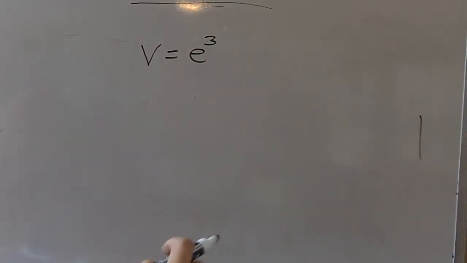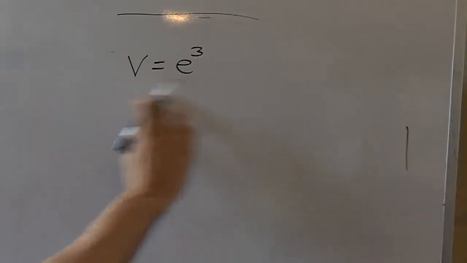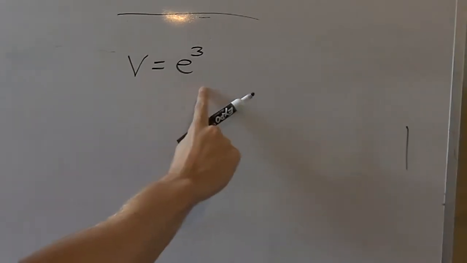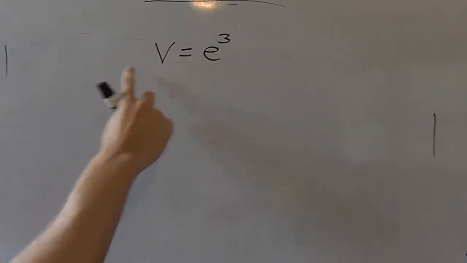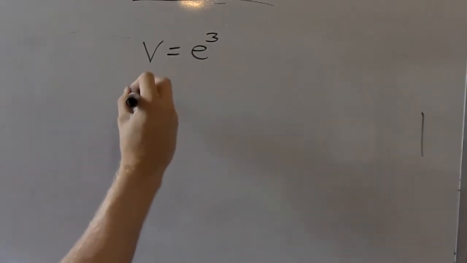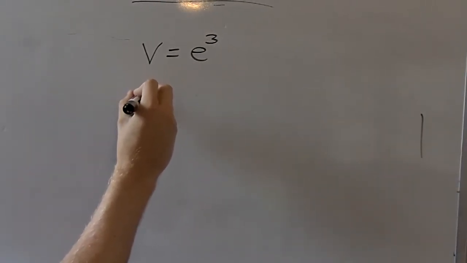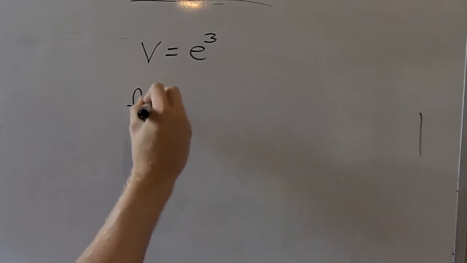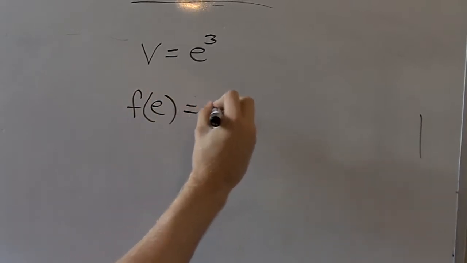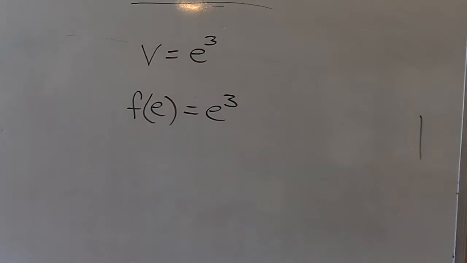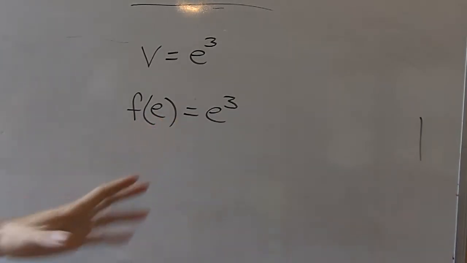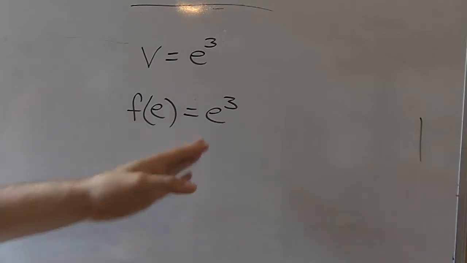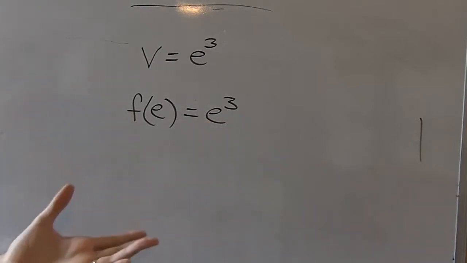Now what they said was write a formula to represent the volume of a cube. Here's the volume of a cube. They want you to write this as a function of edge length. It's the same exact thing, except instead of writing volume, you're writing volume as a function of edge length. All this is saying is, when I plug in a number for E, what function does that serve?